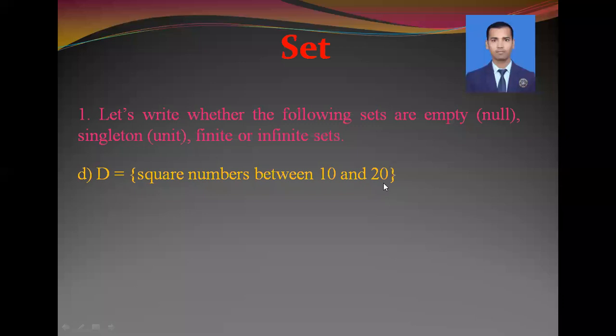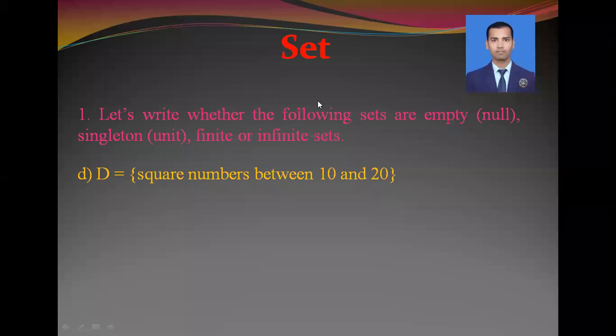As you can find, the square number is 1, because when we multiply 1 by 1, we get the result 1. So 1 is also a square number. The square of 2 is 4, the square of 3 is 9, the square of 4 is 16, the square of 5 is 25. So between 10 and 20, there is only one square number, that is 16.